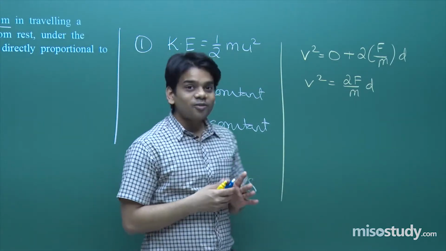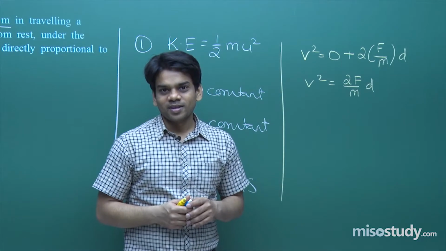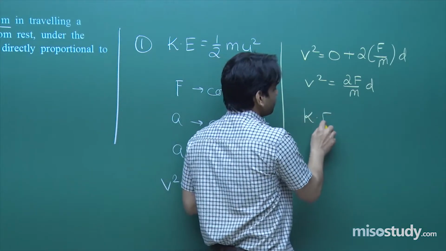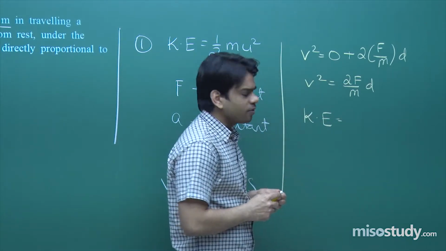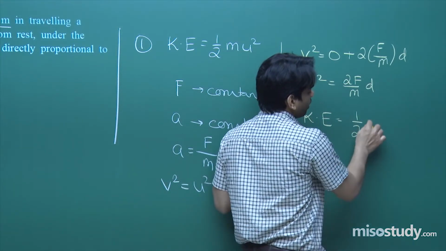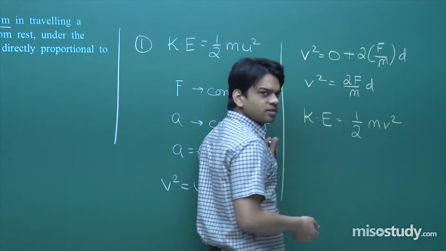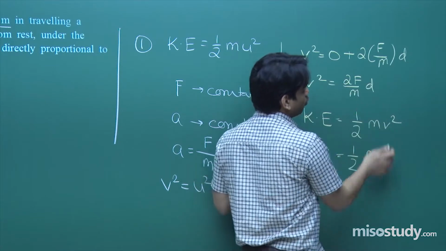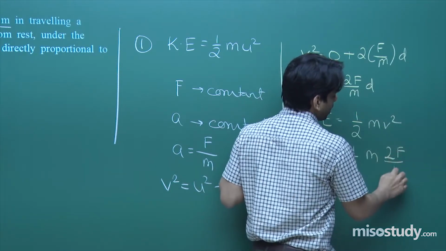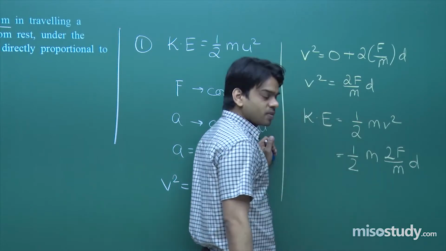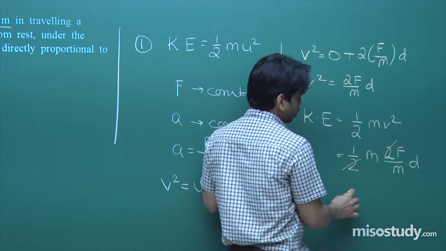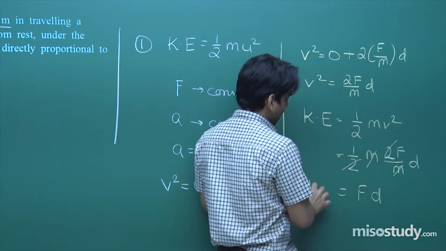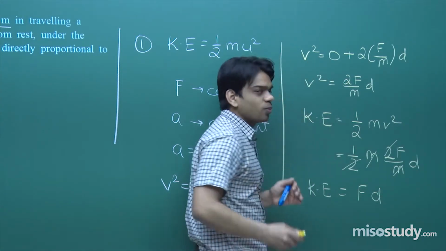Now after attaining this velocity, the kinetic energy of the mass will be what? Straightaway we can use kinetic energy is half m v square. So half m and v square is 2F by m into d. Clear? This 2 and this 2 cancel out, and this m and m cancel out. Force into distance, this is the value of kinetic energy of the body.